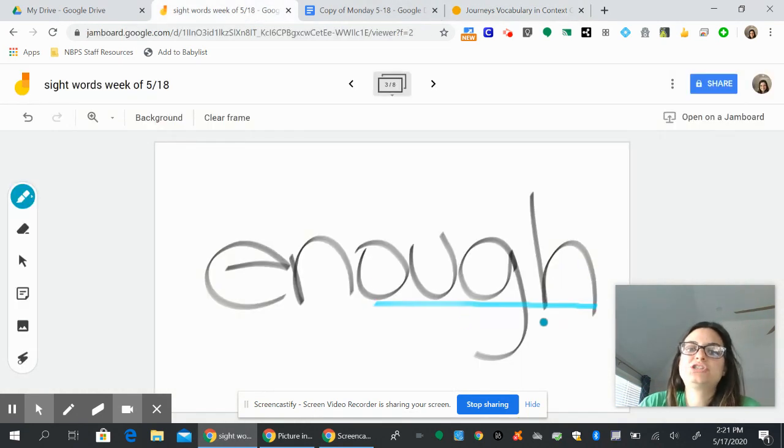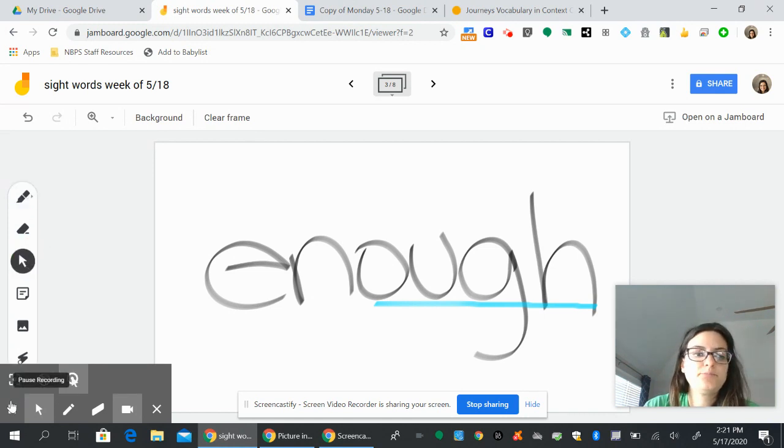So this word again is tricky. There are 1, 2, 3, 4, 5, 6 letters, but you only hear like 4 sounds. So this is when you need to practice. So make sure you're writing this word down on your cards. Okay, all right, let's spell it in the air. E N O U G H spells enough.